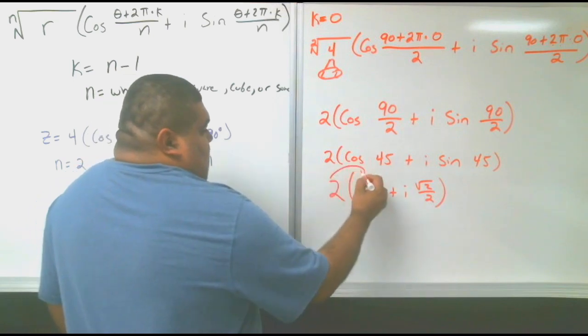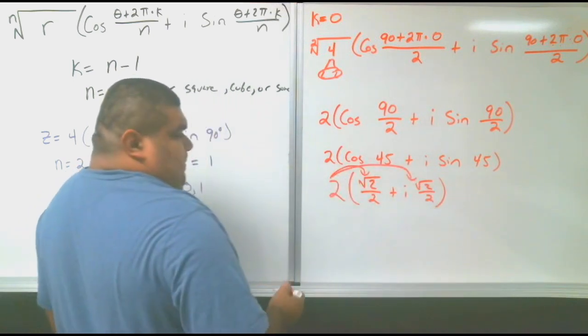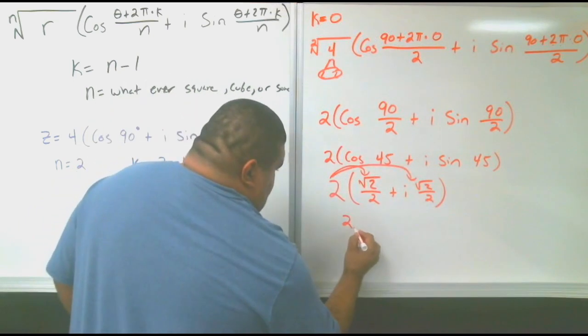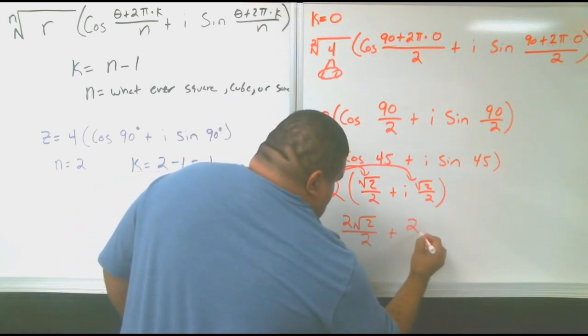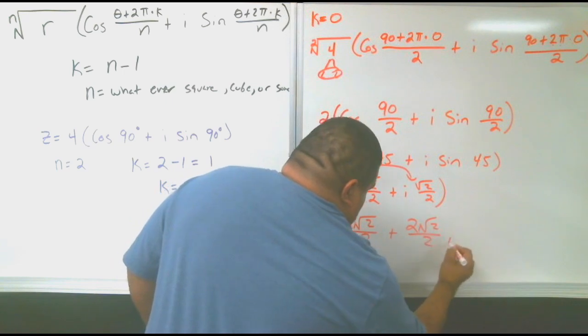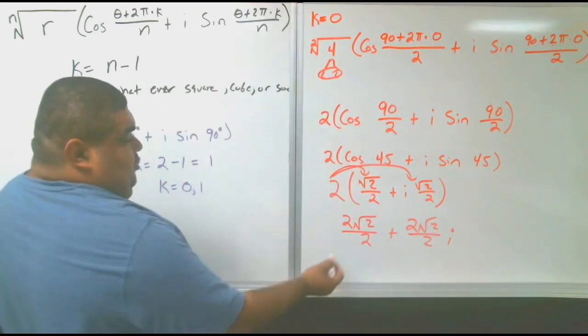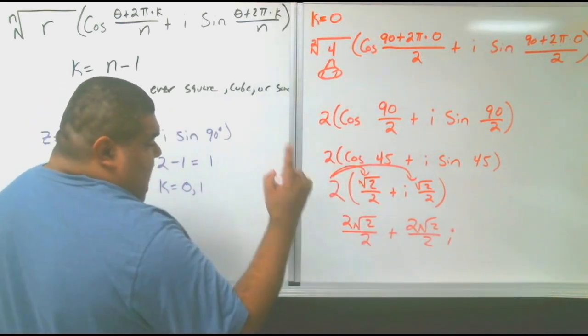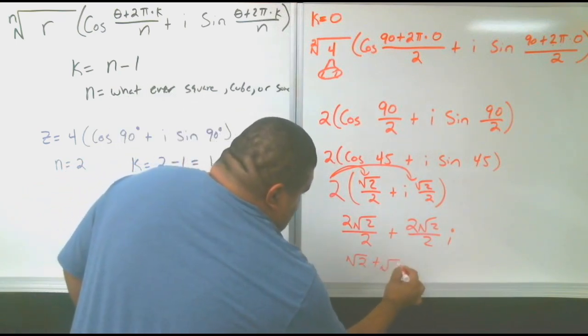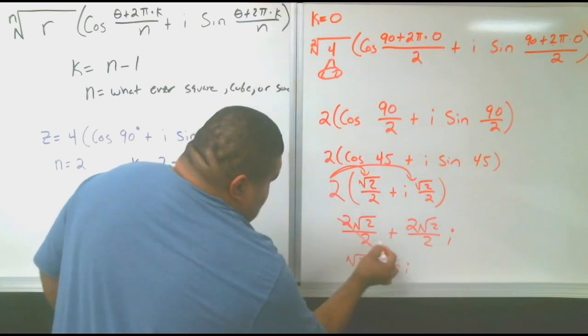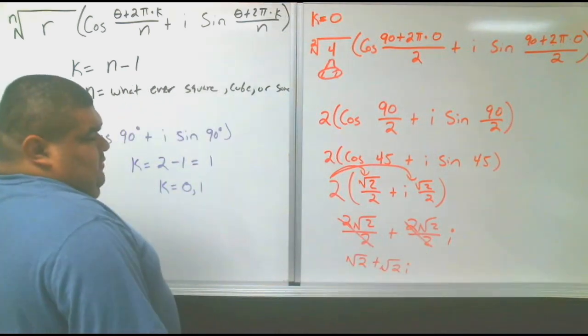So 2 can go into both of these numbers. So it becomes 2 radical of 2 over 2 plus 2 radical of 2 over 2i. Okay? Which 2 can go into 2 one time. So we're just left with radical of 2 plus radical of 2i, because the 2's cancel out. And that is our answer.